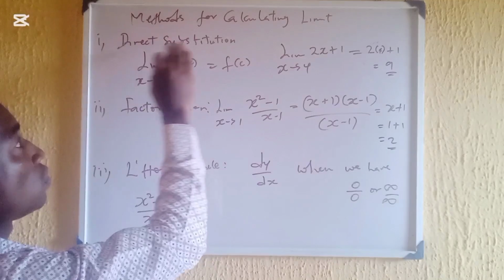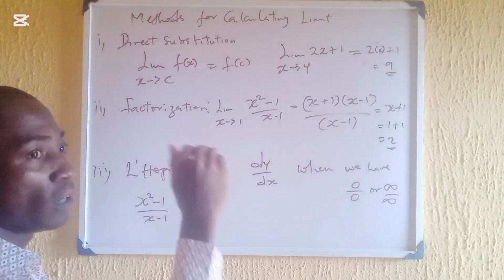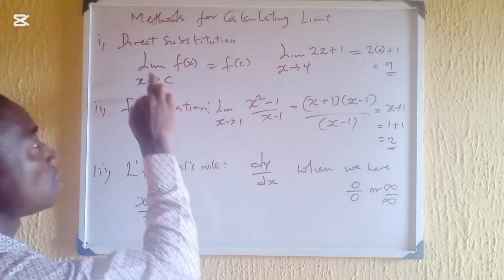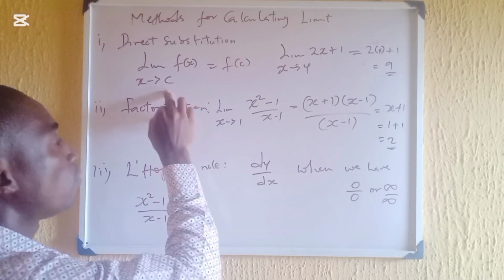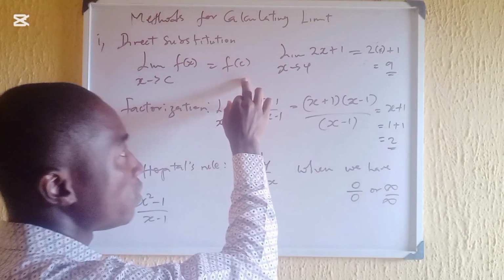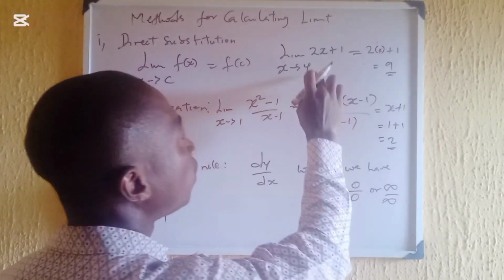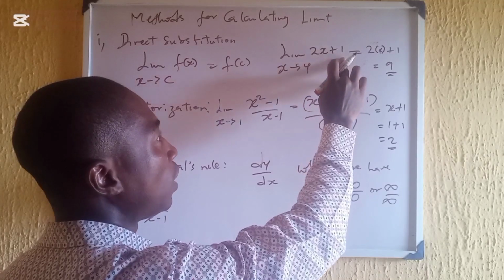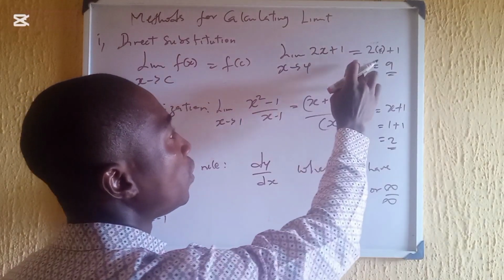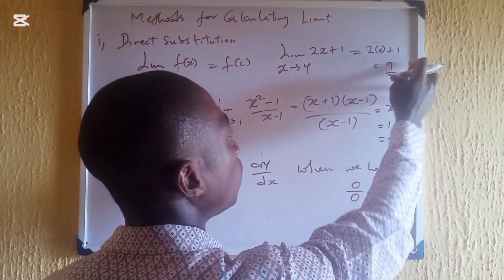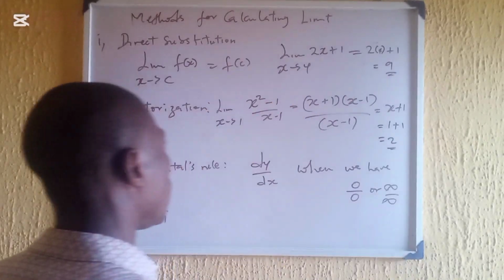So what's direct substitution about? When you have x in the function, put c. That means the limit of f of x as x approaches c is equal to f of c. Take for instance, the limit of 2x plus 1 as x approaches 4 is equal to 2 into 4 plus 1, and that gives us 9.